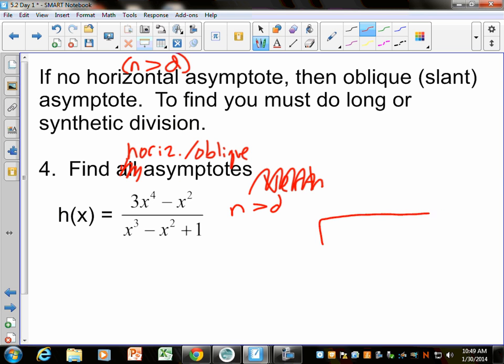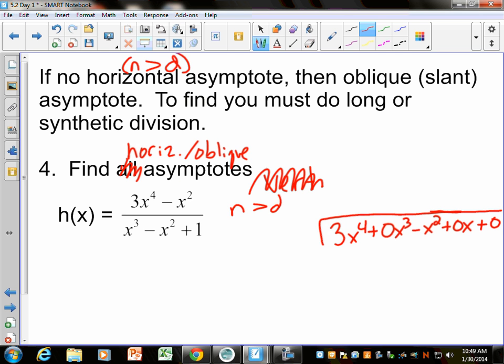The top number goes under the little division symbol, so we write 3x to the 4th. And do you remember when you do division, you have to fill the zeros in? So we're going to say plus 0x to the 3rd minus x squared. And you got to fill in all the zeros down to a constant, so I have to say plus 0x plus 0.